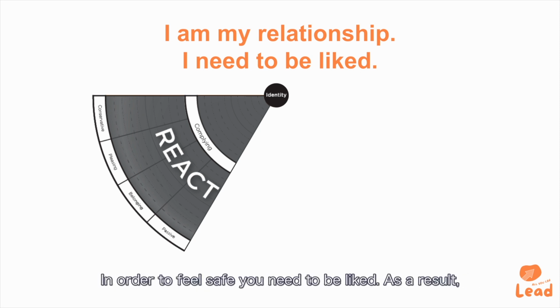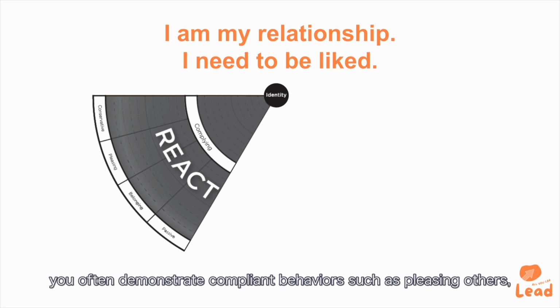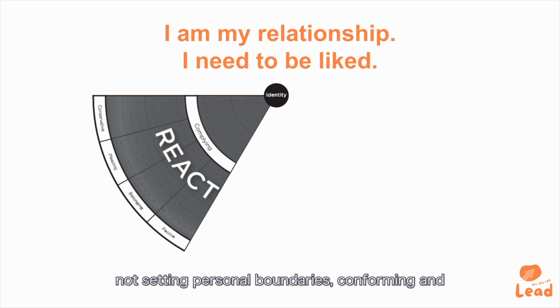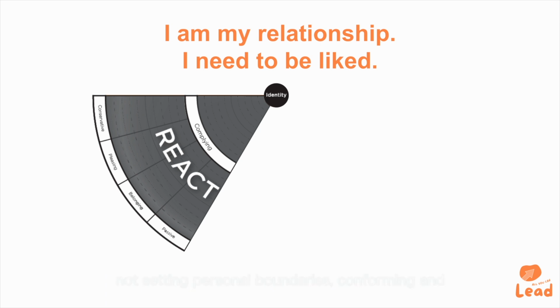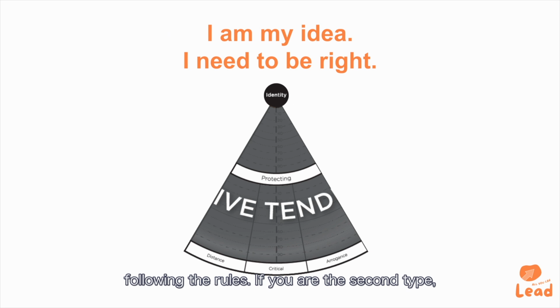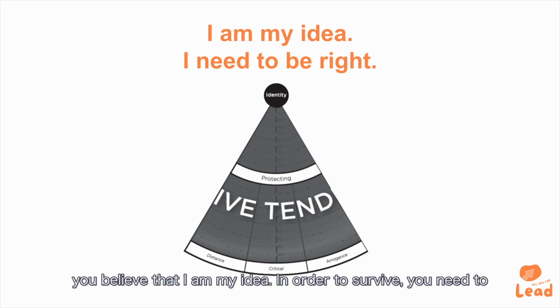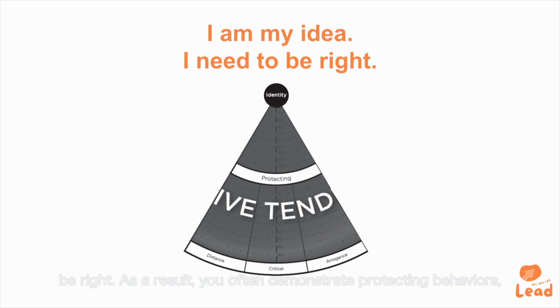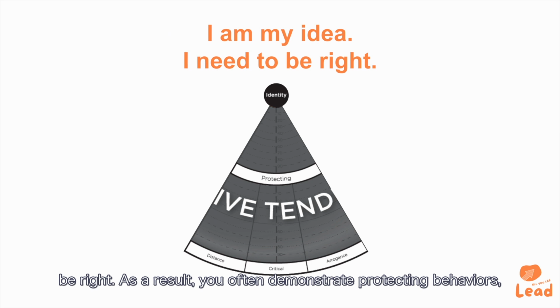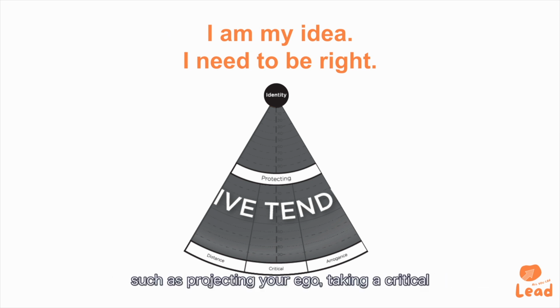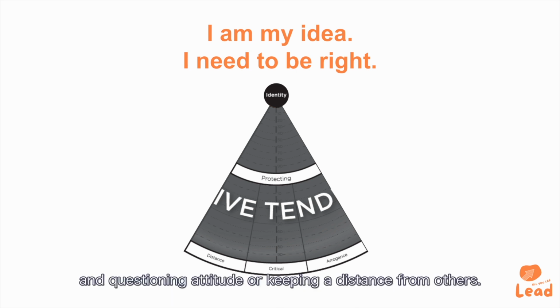If you're the first type, you believe that I am my relationship. In order to feel safe, you need to be liked. As a result, you often demonstrate complying behaviors such as pleasing others, not setting personal boundaries, conforming, and following the rules. If you are the second type, you believe that I am my idea. In order to survive, you need to be right. As a result, you often demonstrate protecting behaviors, such as projecting your ego, taking a critical and questioning attitude, or keeping a distance from others.